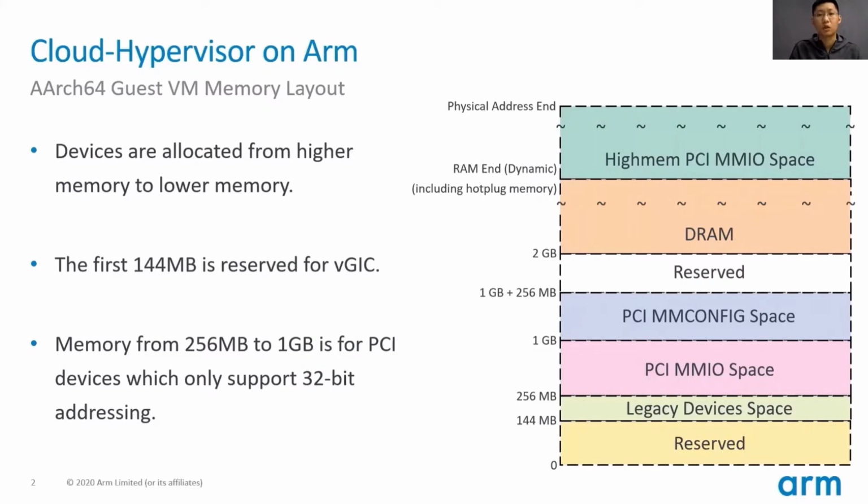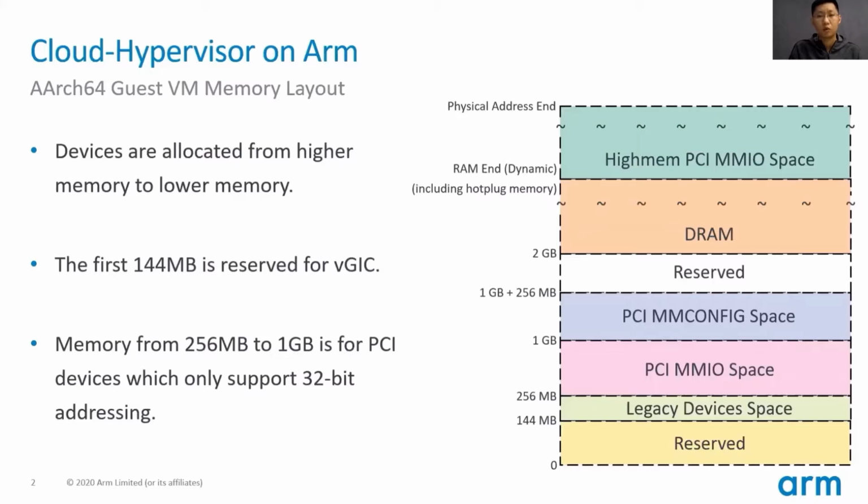This slide shows the design of the ARM64 guest memory layout. One of the most important functions of this layout is to provide memory sections to allocate each kind of devices, and in each section, devices are allocated from higher memory to lower memory. From bottom to top, the first 144 megabytes is reserved for the boot devices. The next 112 megabytes to 256 megabytes is reserved for the legacy devices, including the serial and the RTC.